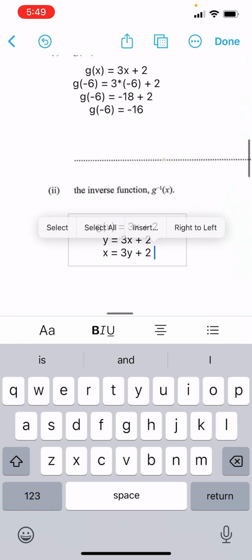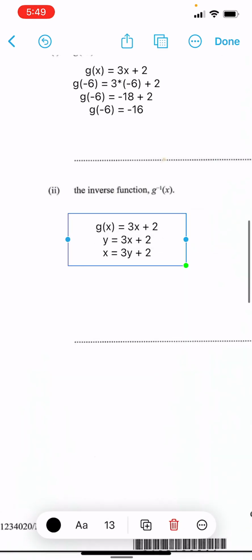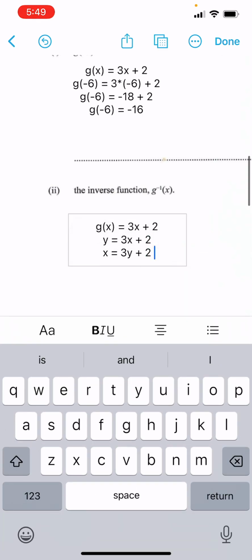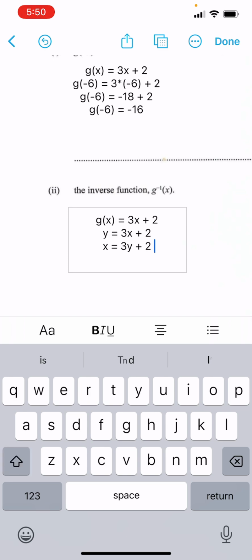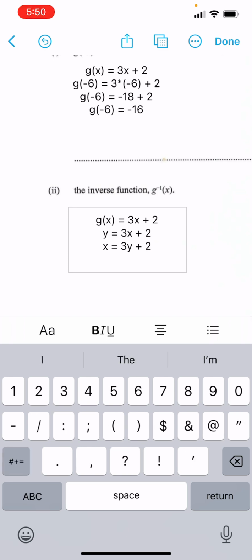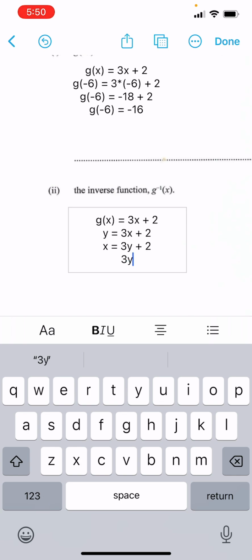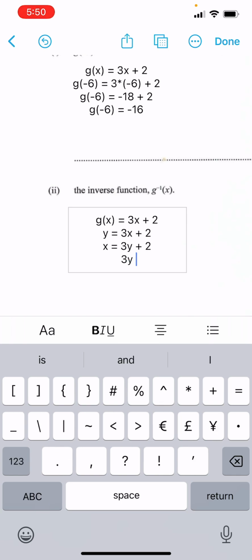But since g of x is equal to y, we don't have what the inverse function of g of x is, because y is not by itself. We need to put y by itself to show what the inverse function of g of x is. So that's what we're going to do. We're going to make y the subject of the formula by putting y by itself. Now, the first thing we're going to do is we're going to isolate 3y.